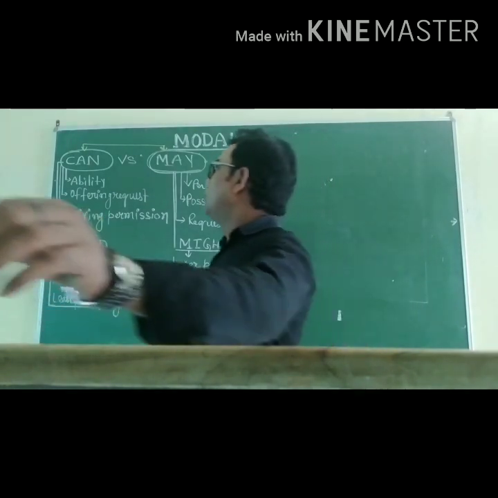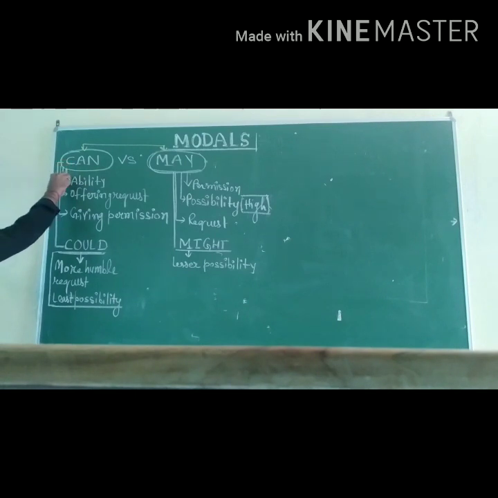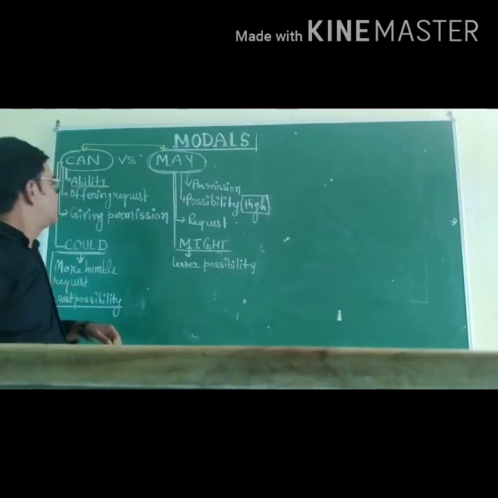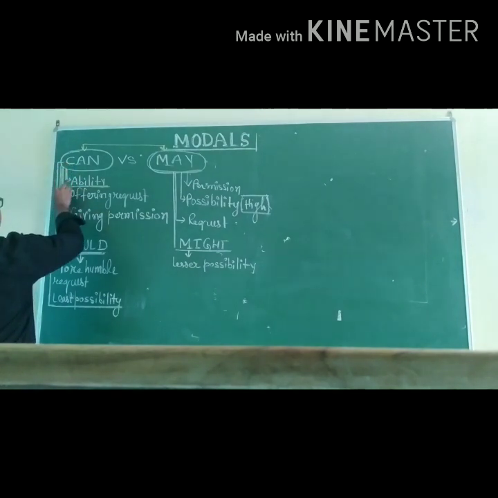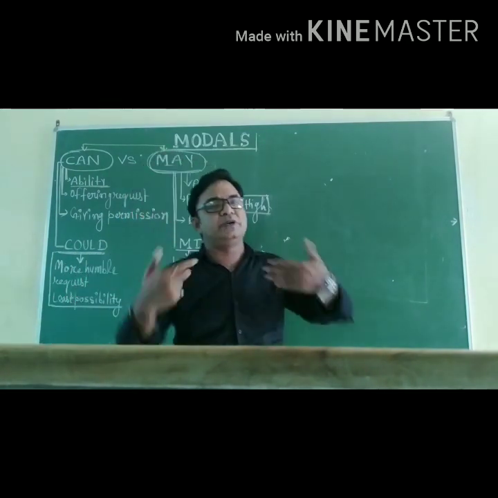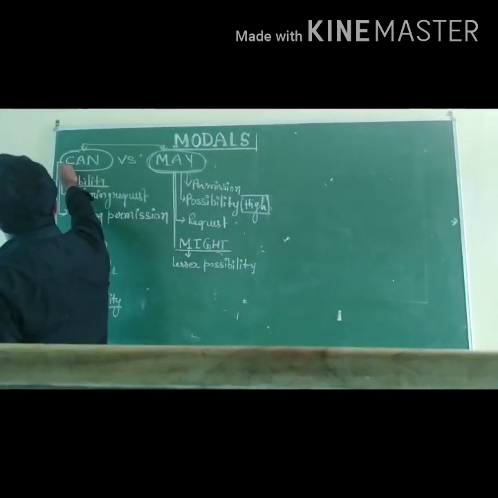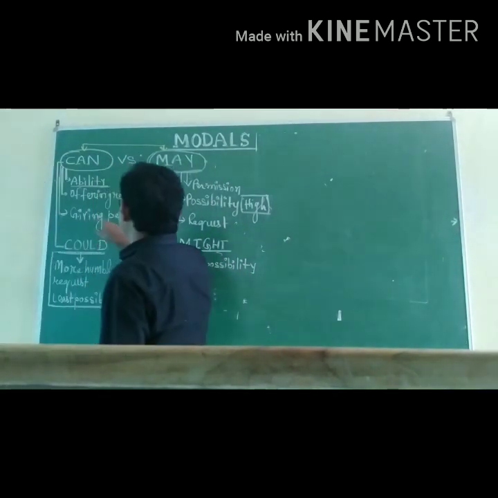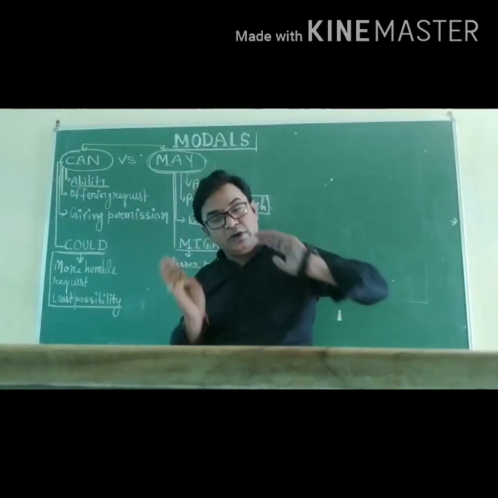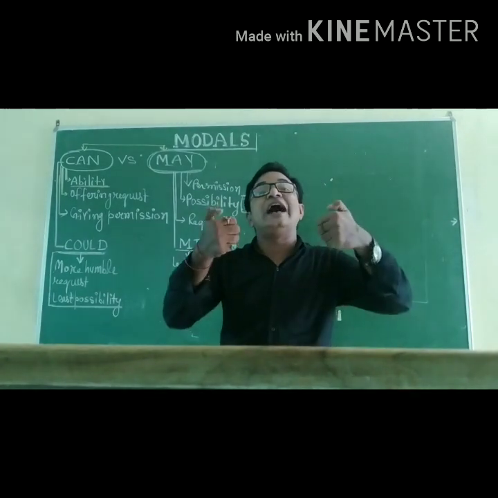Children, we use can, as you are seeing from this arrow, first for ability. To show the ability of the speaker, we use can. Next one, offering. That means if you want to offer yourself or offer something, you can use can. Third one, giving permission.